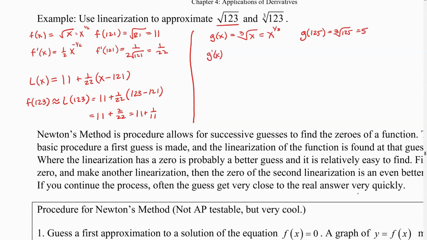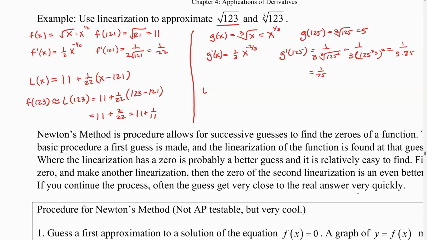Let's take the derivative. That'd be 1/3, bring the power down, reduce the power by 1. And let's find the value of that derivative at 125. I get 1 over 3, and this is going to be the cube root of 125 squared. Or maybe I should write it the other way. 1 over 3, and I'll take the cube root first. 125. Let's take the cube root, and then let's square that. So it's 1 over 3. Cube root of 125 is 5. Square it. That's a 25. So it looks like my slope is 1/75.